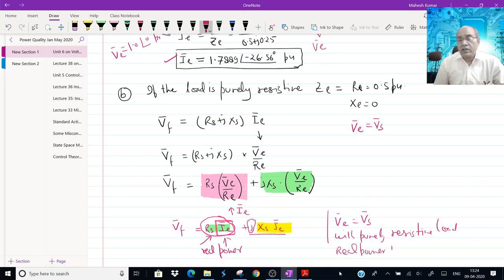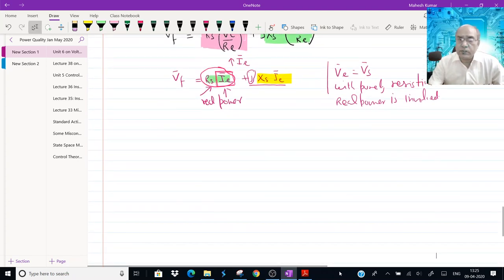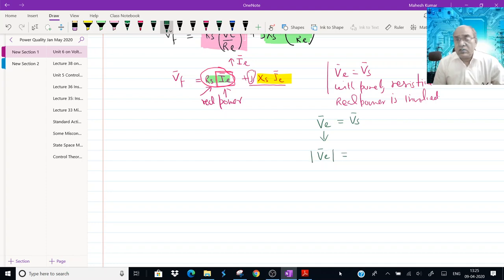Real power is involved, which is not the purpose of any compensator. Hence, this restriction has to be removed. And we will see in the next class that this restriction is removed by putting a condition that VL need not maintain the same phase angle as VS; rather, we can maintain only the amplitude of the load voltage same as the source voltage.